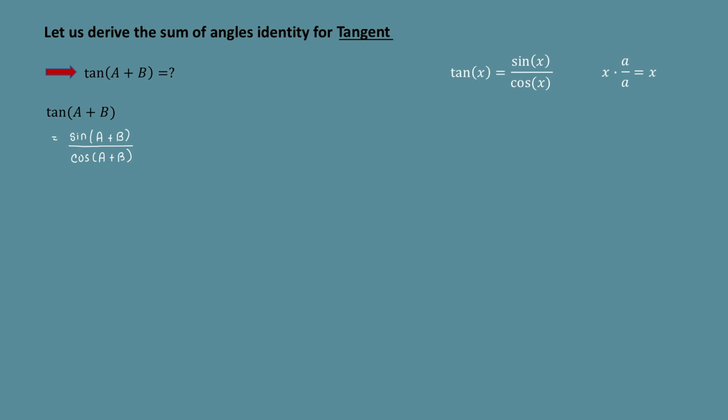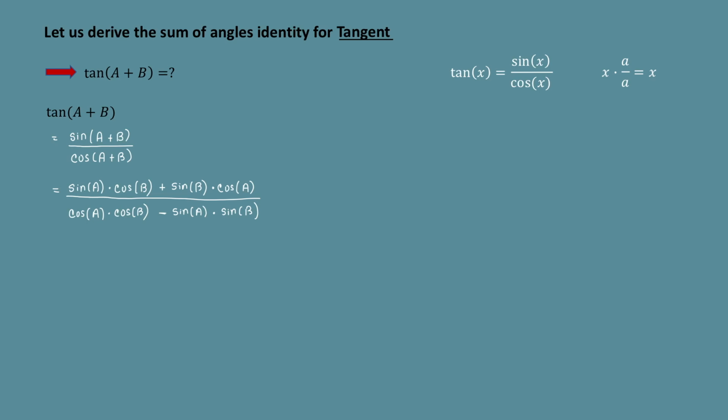We're going to do it like this. Sine of A plus B is equal to sine A times cosine of B plus sine B times cosine of A. Now, all of this will be divided by cosine of A times cosine of B minus sine of A times the sine of B. So this is pretty much applying the identities.